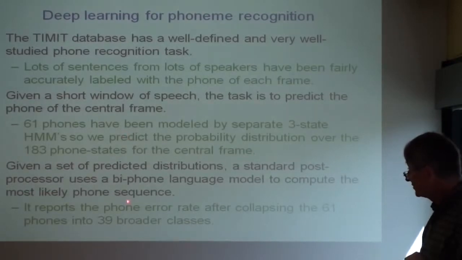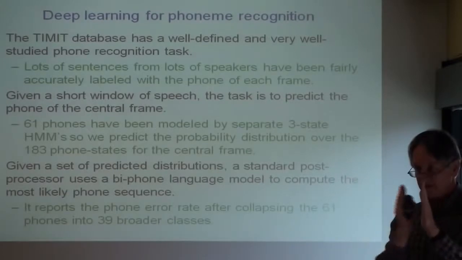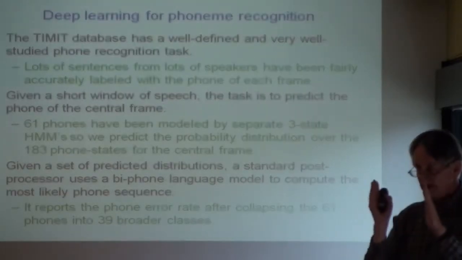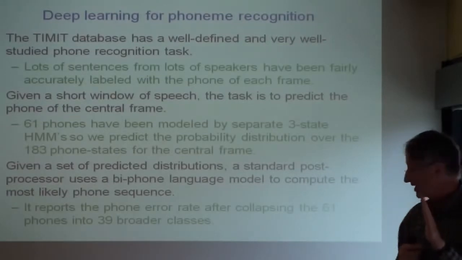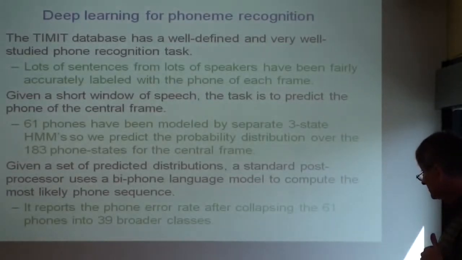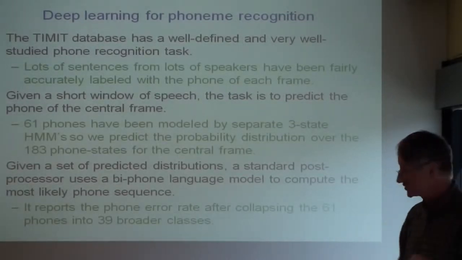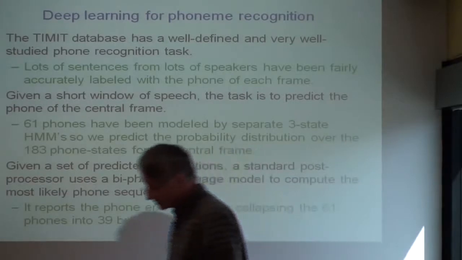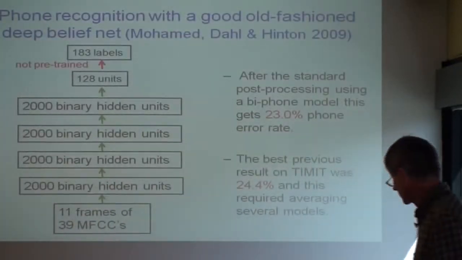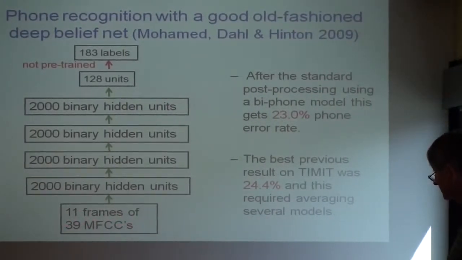So now we can test how good we are at taking 11 frames of speech. It's 10 milliseconds per frame, but each frame's looking at like 25 milliseconds of speech, and predicting the phone of the middle frame. We use the standard speech representation, which is Mel-Cepstral coefficients. There's 13 of those, and then they're differences and differences of differences. And we feed them into one of these deep nets. So here's your input, 11 frames of 39 coefficients.